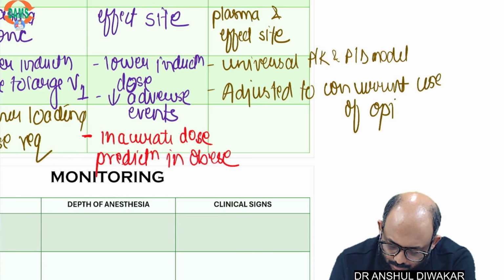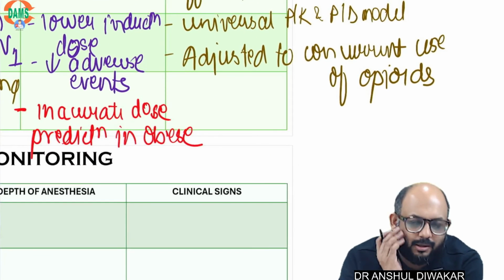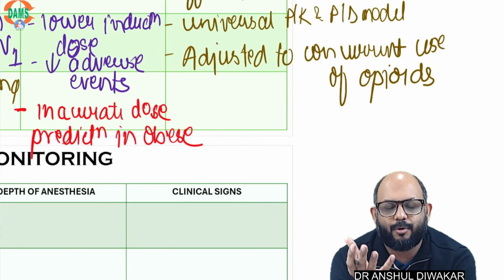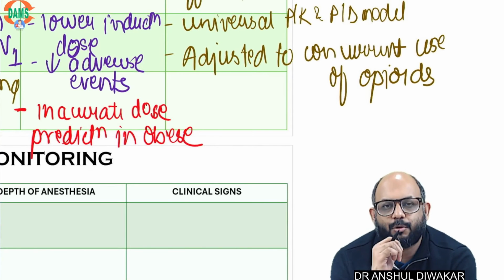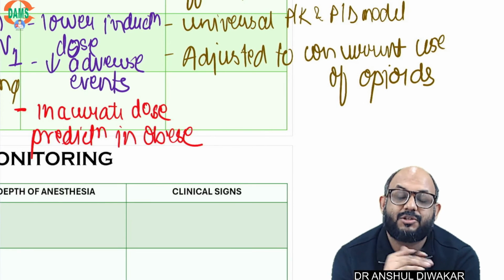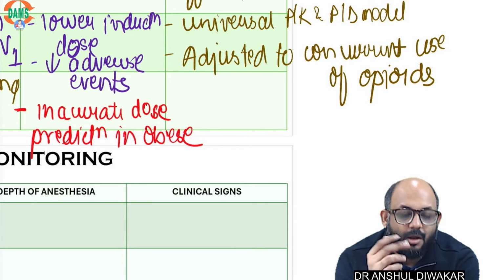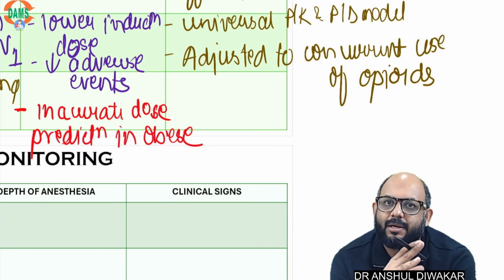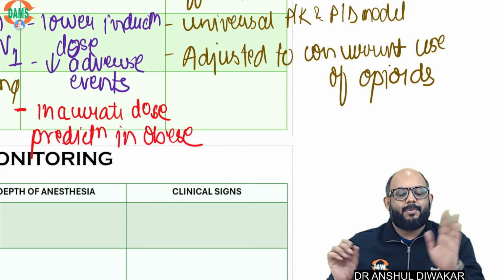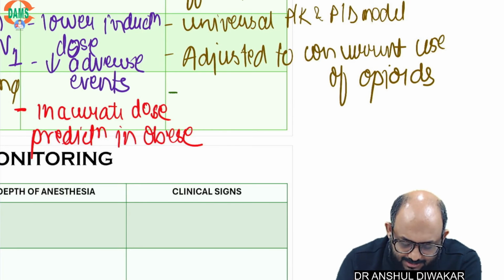So suppose you are using, suppose कि आप करोगे use, so it was adjusted to the concurrent use of opioids, because if you are using opioids, then there is synergism between use of opioids along with propofol, and therefore your target dosing will change. Your target plasma concentration or effect site concentration will change, which was not taken into consideration with Marsh and Schnider. So if you are using opioids, वहाँ पे क्या हो जाएगा, overdosing हो जाएगी, but यहाँ पे it is adjusted.